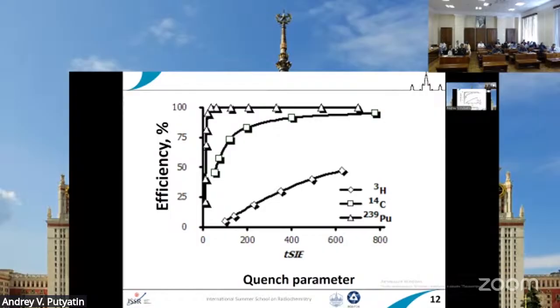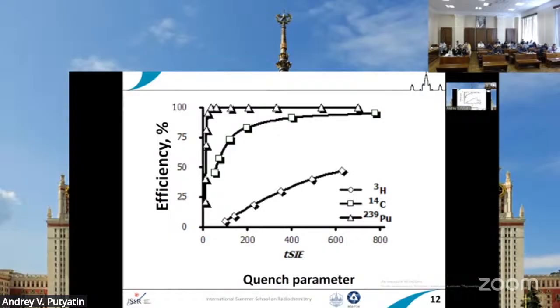You can see that for alpha particles, the efficiency is almost independent of the quenching, because alpha particles produce a lot of photons. So for alpha particles, we can say that it is 100% efficiency of detection even for very quenched samples. But for beta particles, for very low energy beta particles, tritium has the lowest energy. It's 18.6 kiloelectron volts maximum energy of beta particles for tritium.